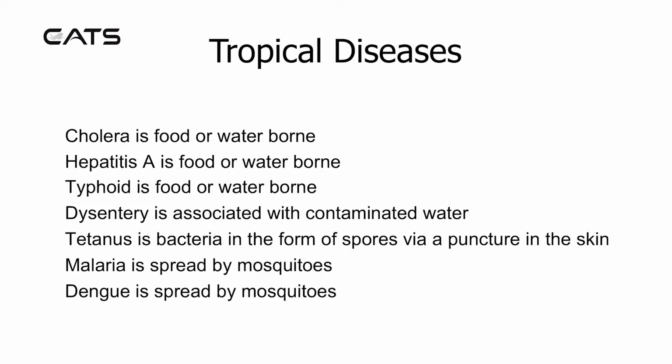Tropical diseases. Diseases such as cholera, hepatitis A, and typhoid are food or waterborne. Dysentery is associated with contaminated water, whilst tetanus is a bacteria in the form of spores via a puncture in the skin. Malaria and dengue are both spread by mosquitoes.